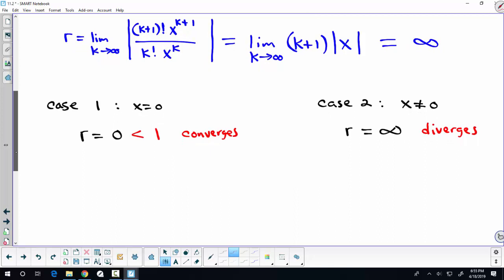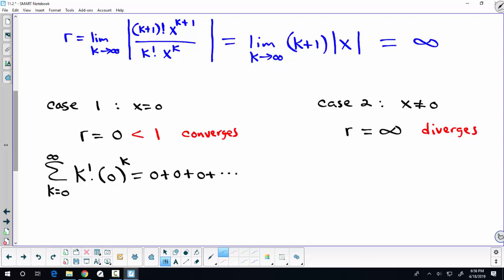How does it really converge then? I mean, x equals 0, it's not zero. Well, so if k is running from 0 to infinity, we have k factorial times x to the k. That's the series we're looking at if x is 0. And that's always 0. It's 0 plus 0 plus 0. That's a convergent series. It converges to 0. Does that make sense?